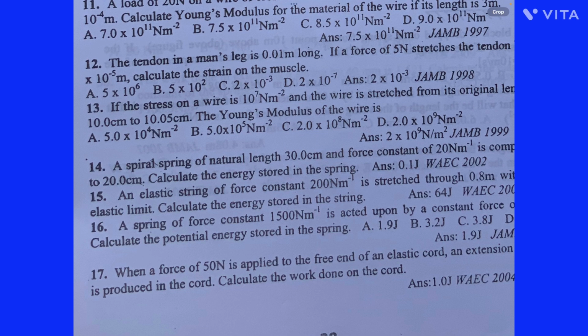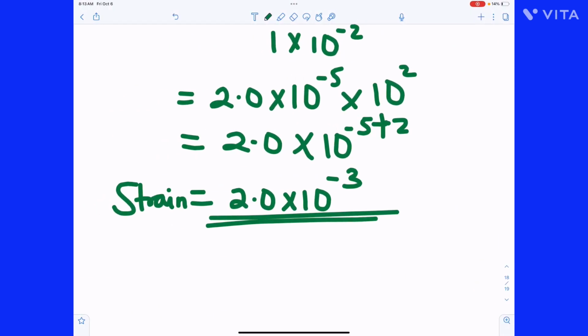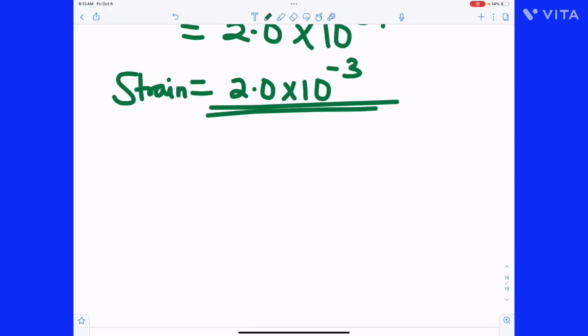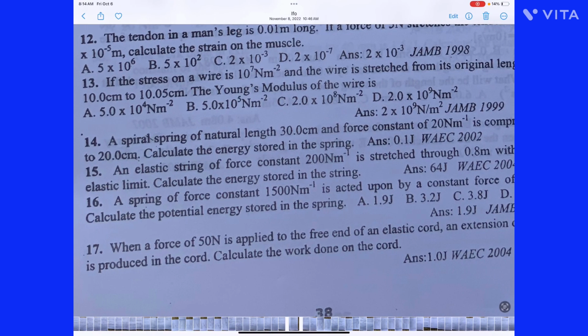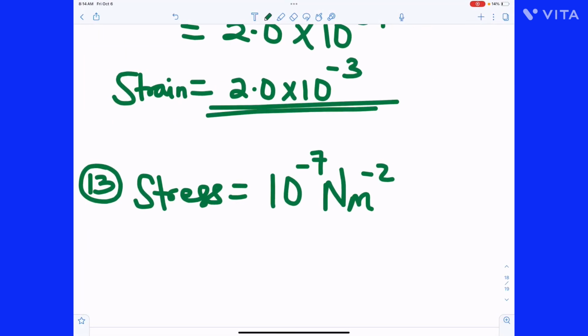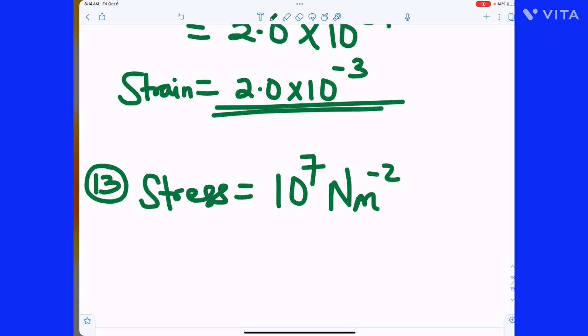13. If the stress on the wire is 10 raised to the power 7 Newton per meter squared. Let me go ahead and jot that down. It's good practice in physics. Stress is equal to what? 10 raised to the power 7 Newton per meter squared, not minus 7. I'll correct that. The stress on the wire is 10 raised to the power 7 Newton per meter squared.